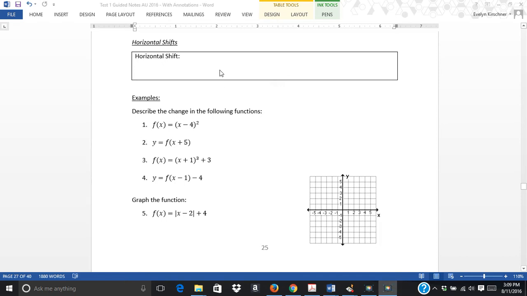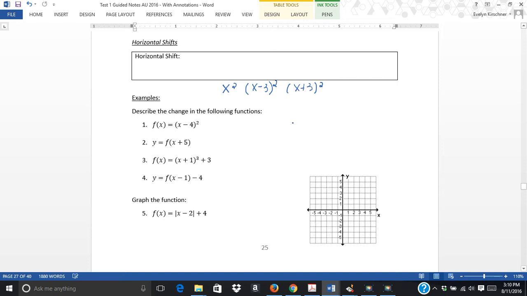So a vertical shift we said moved up and down. Now let's think about, go on your calculator, take a minute. I want you to graph these three functions, x squared, (x minus 3) quantity squared, and (x plus 3) squared. Go ahead, graph it on your calculator, and look and see what you get.